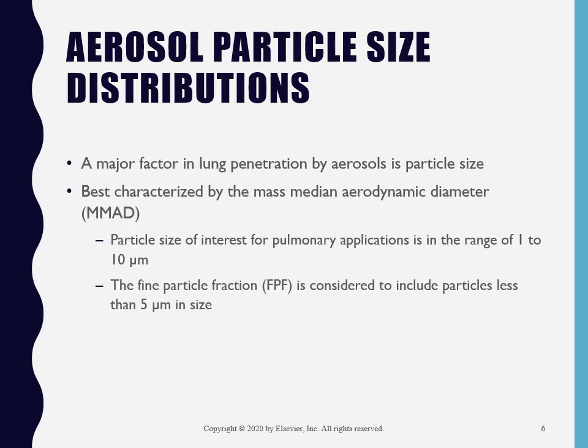One way to look at particle size is with the mass median diameter, or the mass median aerodynamic diameter. That mass median diameter is the particle size above and below which half of the mass of the particles are found. In other words, it evenly divides the mass of particles in a distribution. The particle size that we're interested in is the 1 to 10 micron range.